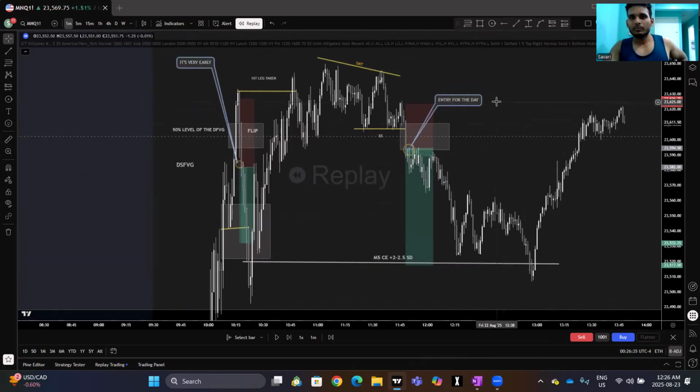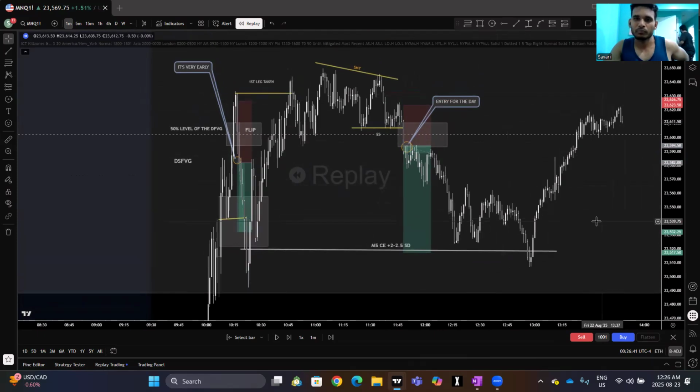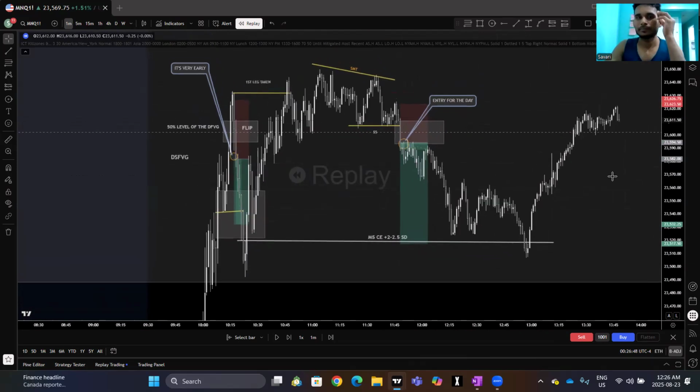That's it. It might sweep the high. So if the market is really bearish, it might sweep the high and come lower. It might be that this whole move is just to sweep the internal. I don't know. Let's see what's going to happen.